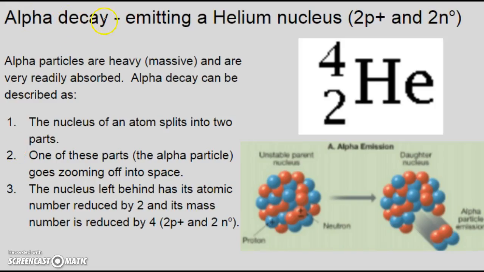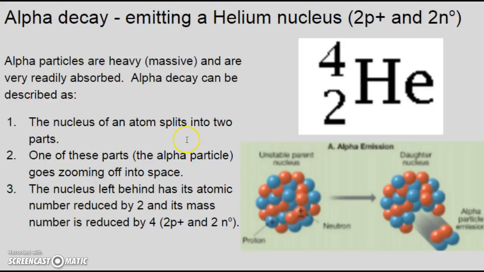So we'll focus on alpha decay for a minute. This is emitting a helium nucleus. That's going to be 2 protons and 2 neutrons. So therefore the net atomic mass that's going to change is 4, right? This is in AMU, atomic mass units, that's a net loss. This is simply a number of protons. The atomic number is associated to the number of protons. Alpha particles are heavy, they're massive, and are very readily absorbed.